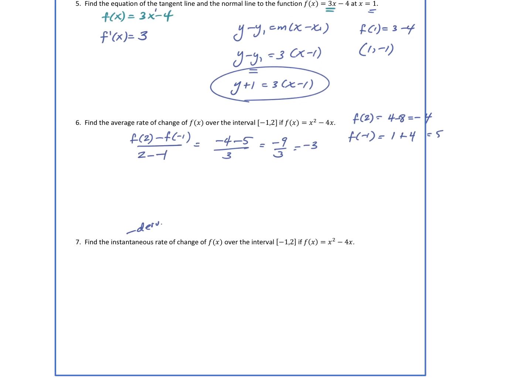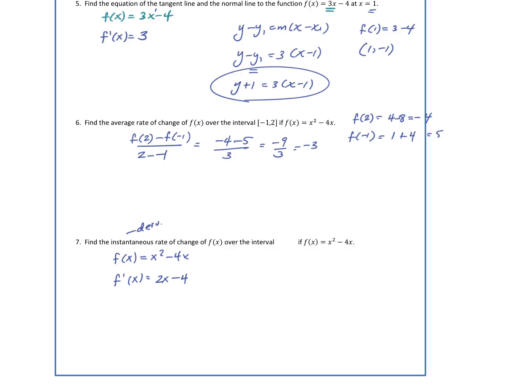So number 7 is asking for the instantaneous rate of change. That is the derivative. So we're going to do the shortcut. So if f of x equals x squared minus 4x, then f prime of x, we're going to do the power rule, which we're going to do in 2.2, but it's 2x minus 4.